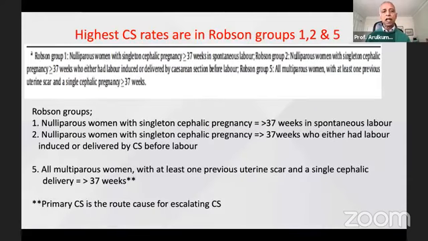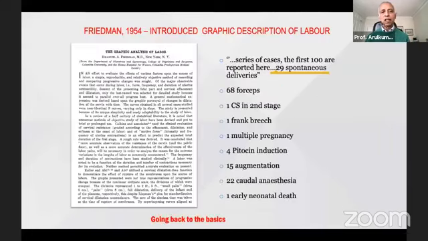So if you sub-analyze them according to Robson's classification, they fall into these three: nulliparous over 37 weeks in spontaneous labor, nulliparous with induced labor, or women who had one previous section. So these three groups, if you want to reduce that, we have to reduce the primary section rate. So we will go back in history to see why we have gone wrong.